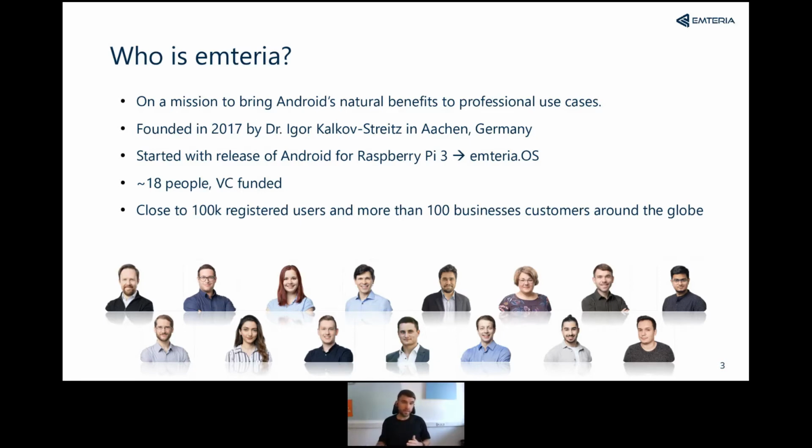It all started with Igor in 2017, with bringing emteria.OS to the Raspberry Pi 3, or Android to the Raspberry Pi 3. That made us a little bit famous, I would say, at least in this Raspberry Pi Android bubble. Today we have around 100 business customers around the globe and roughly 100,000 registered users, which makes us very proud, obviously.